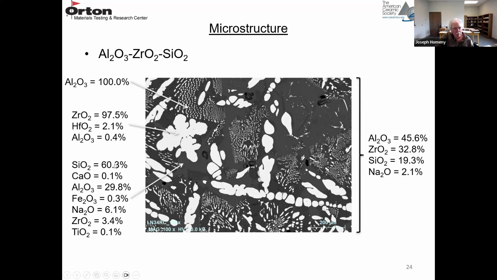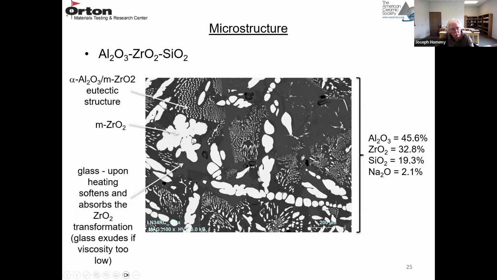So that's about 60% silica, 30% alumina. Your Na2O is about 6%. There's some zirconia also dissolved. Lime, iron oxide, and TiO2 are some of the impurities. So you have zirconia crystals dispersed in a glassy matrix or an alumina matrix.